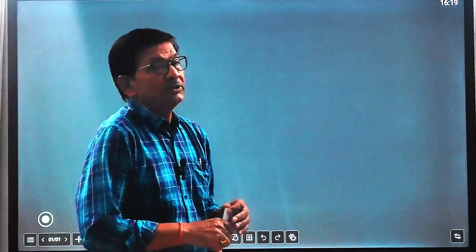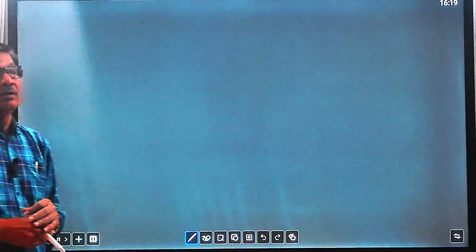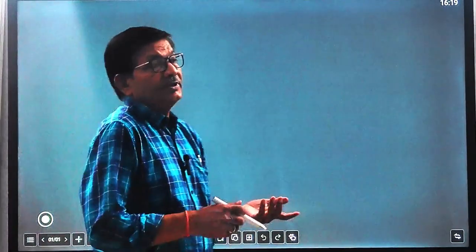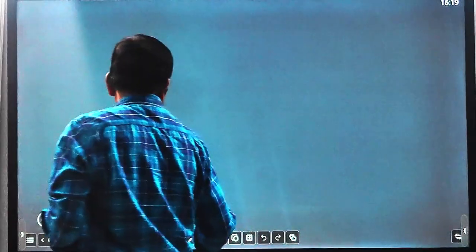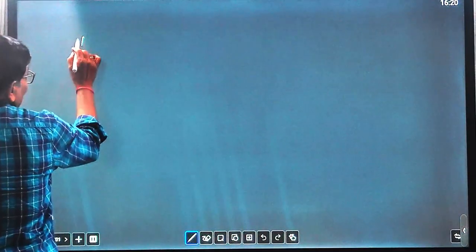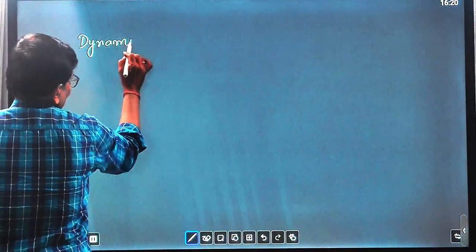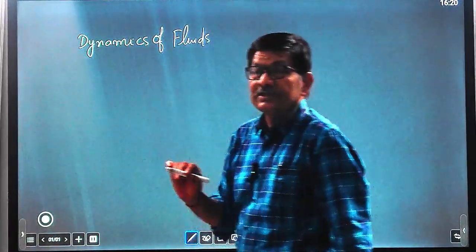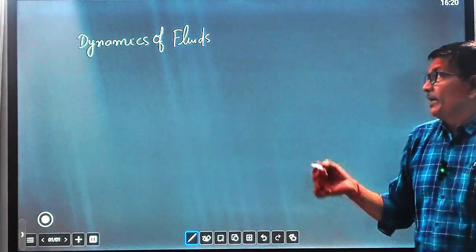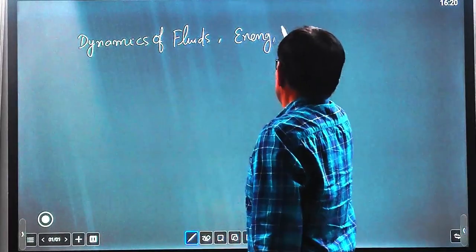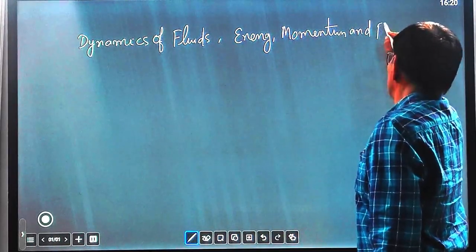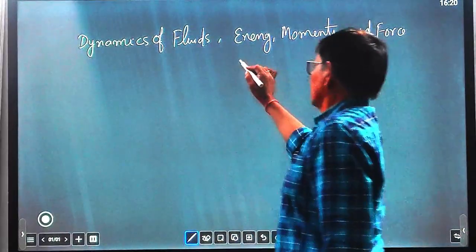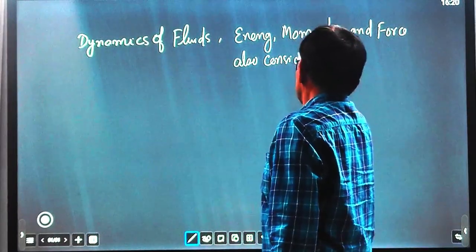That's why I want to start here with the Bernoulli equation. First we describe the kinds of energies involved in fluid motion. So the main topic is dynamics of fluid: the motion of fluid in which energy, momentum, and force are involved. Force is also considered.